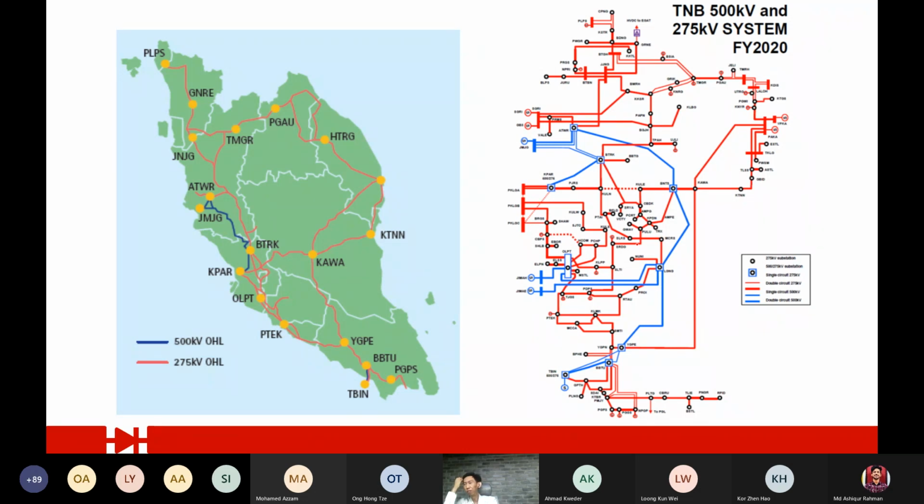So what I'm trying to say is how utility companies like TNB control the power flow: how much power I want to deliver here, how much power I want to send over this line. It's all controlled by what we call FACTS devices, across the entire grid from the north to the south.